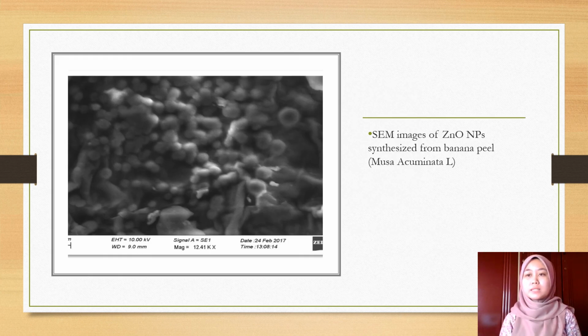Next, we have the SEM image of zinc oxide nanoparticles synthesized from banana peel, which is Musa acuminata L. The SEM shows the visualization, shape and size of zinc oxide nanoparticles in the range of 350 nanometers at 1 micrometer resolution, and the zinc oxide nanoparticles seem spherical in shape.